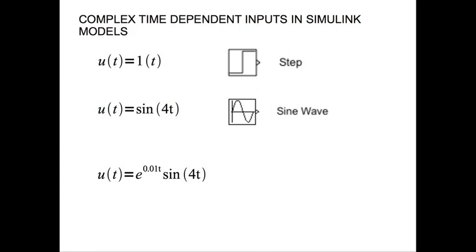U of t equal to e to the power of 0.01 t times sine 4t. There is no standard block. You can get around this problem.